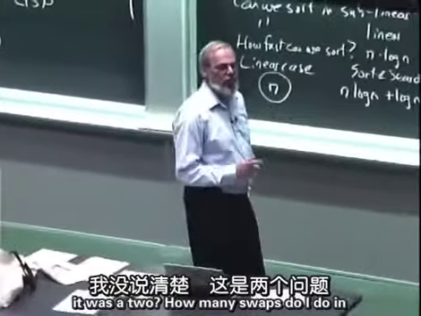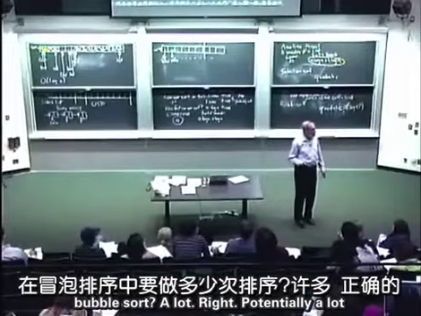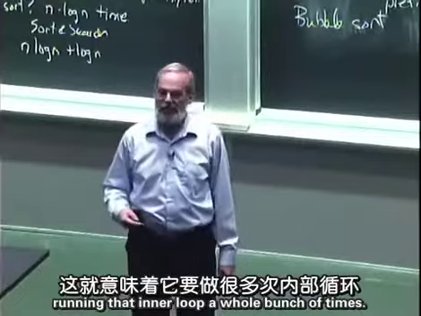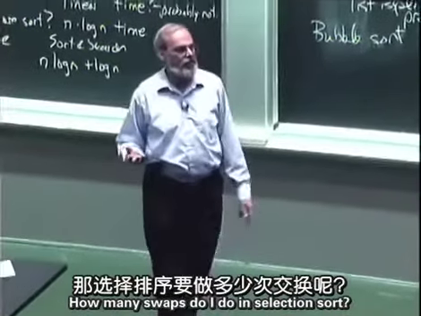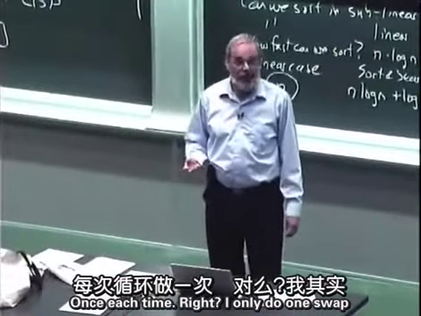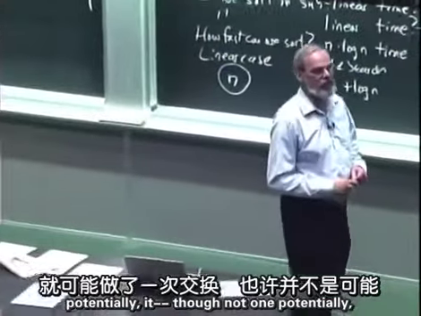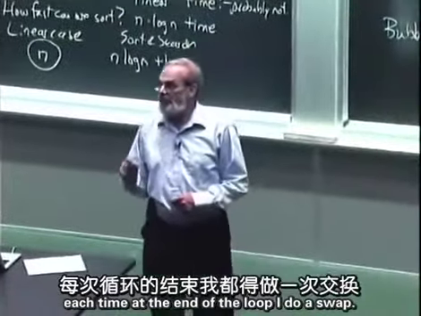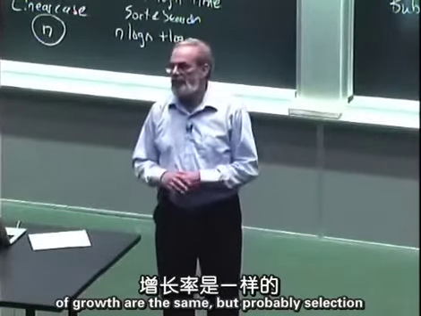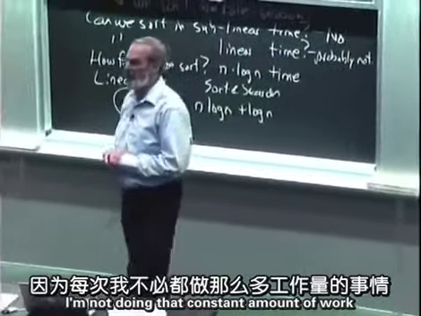How many swaps do I do in bubble sort? A lot, right? Potentially a lot, because I'm constantly doing that. That says I'm running that inner loop a whole bunch of times. How many swaps do I do in selection sort? Once each time, right? Each time at the end of the loop, I do a swap. So this actually suggests, again, the orders of growth are the same, but probably selection sort is a more efficient algorithm because I'm not doing that constant amount of work every time around.